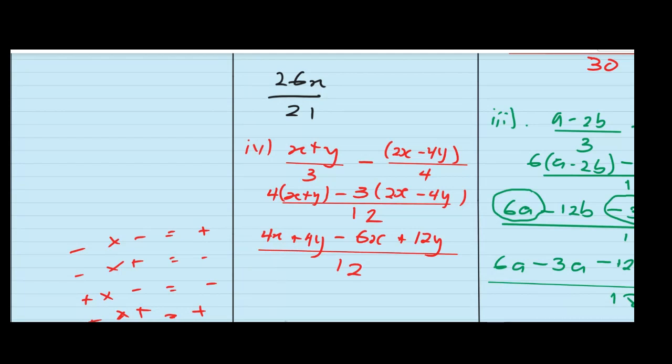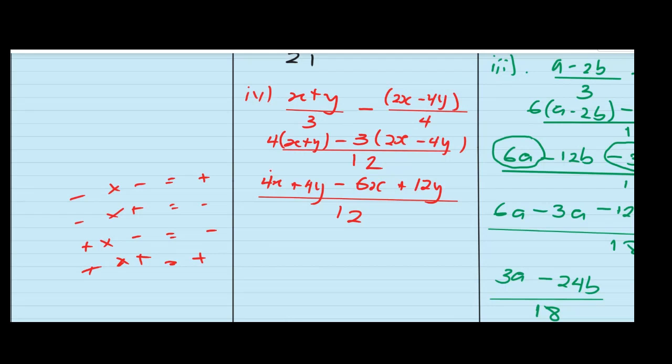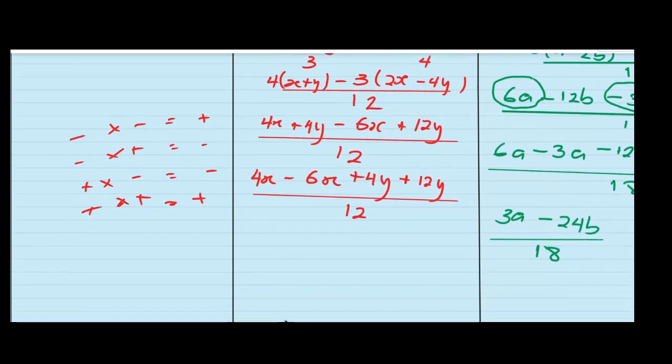Now we can collect like terms here. So we're going to get 4x. You see 4x and negative 6x, they are like terms. And then plus 4y plus 12y all over 12. That's the denominator. So finally, we are going to get 4x minus 6x, which is negative 2x. So we have negative 2x. And then 4y plus 12y is going to give us 16y. And then all over 12.